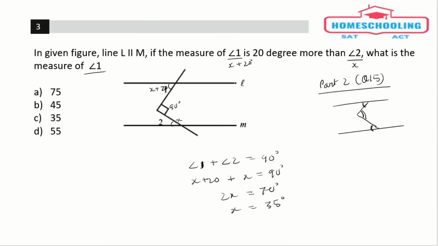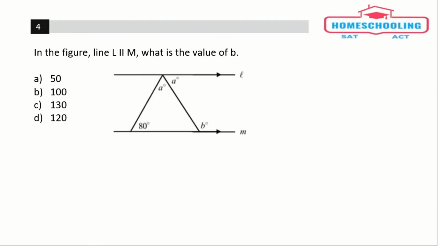We have to find the measure of angle 1. So angle 1 is x plus 20, that would be 35 plus 20, 55 degrees. So your answer would be 55 degrees.